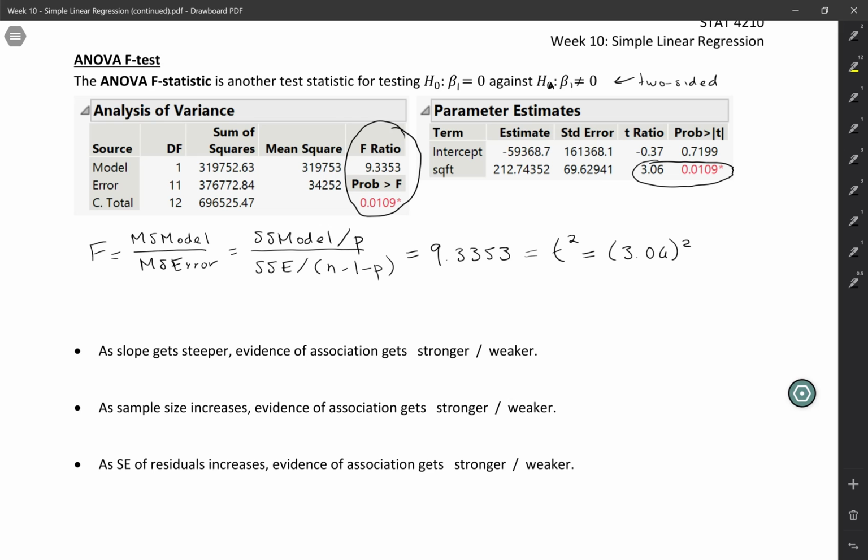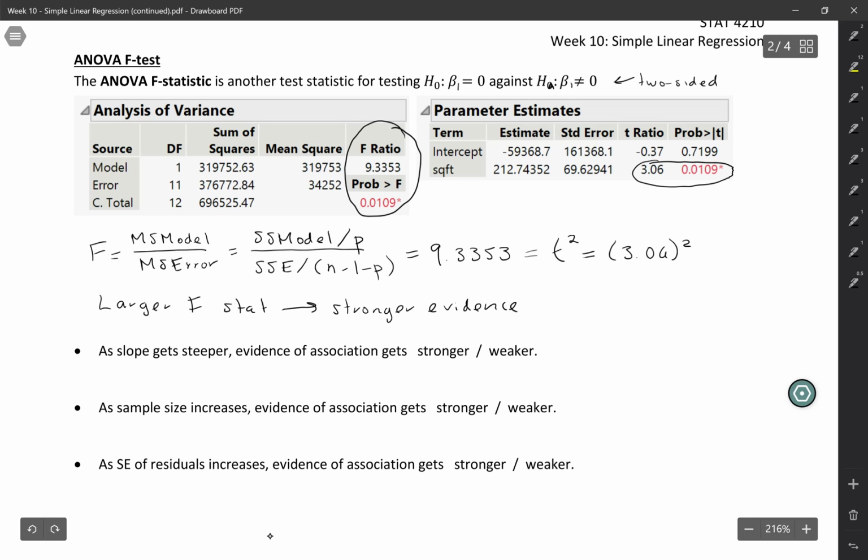So with the t-statistic, we know that the further away from 0 it is, so the larger it is in absolute value, the stronger the evidence is going to be. So if we think about squaring the t-statistic, we get the same relationship. So a larger F-statistic is going to be stronger evidence. And when we say stronger evidence, we always mean against the null and for the alternative. So stronger evidence of an association, since that's our alternative hypothesis here.